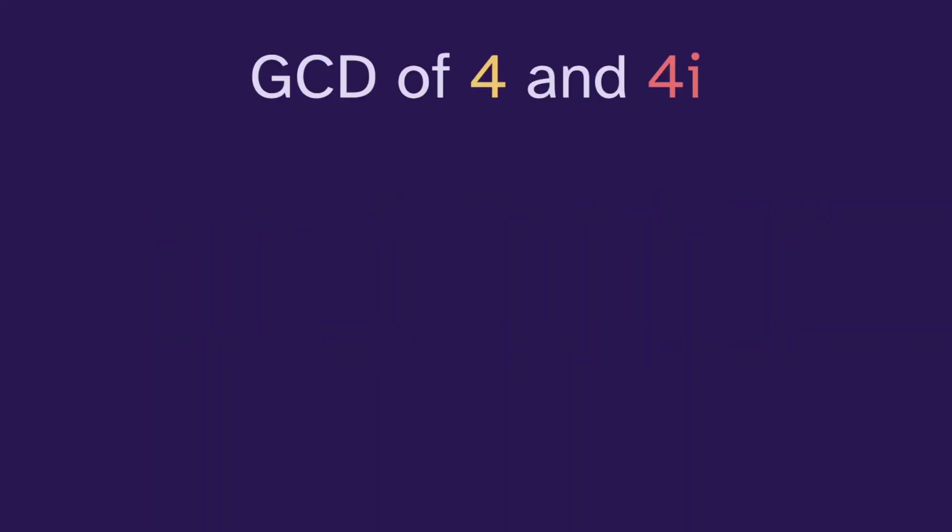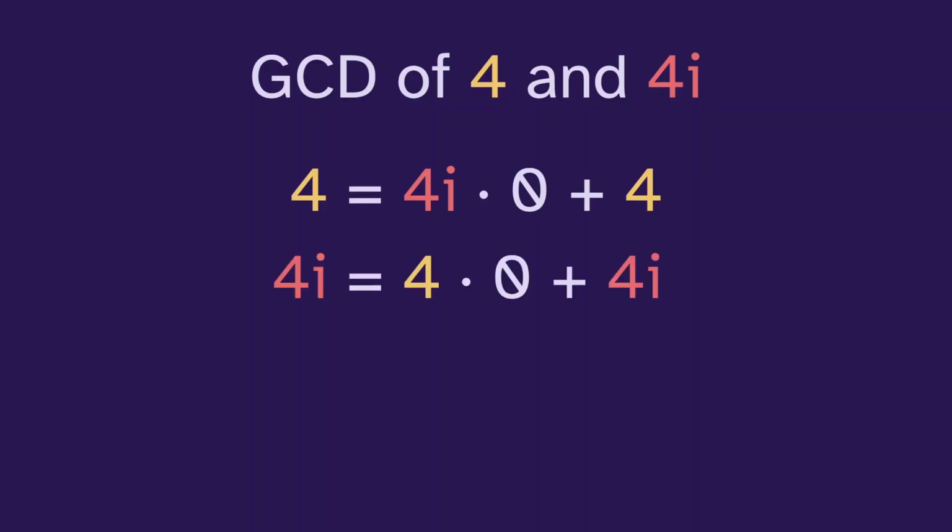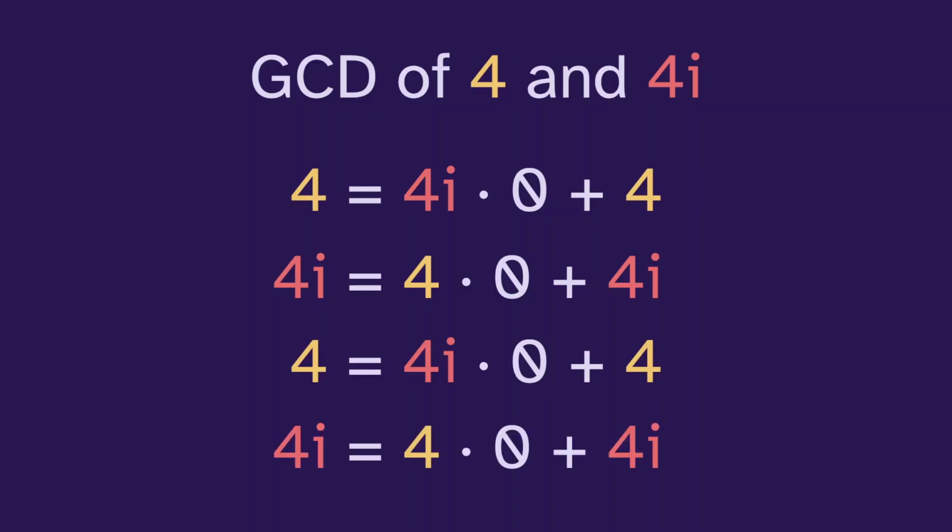Now let's try to apply this to O root negative 4. What's the greatest common divisor of 4 and 4i? Well, we have 4 equals 4i times 0 plus 4. And then 4i equals 4 times 0 plus 4i. And the next step is just identical to the first row. And so here we've entered an endless loop.